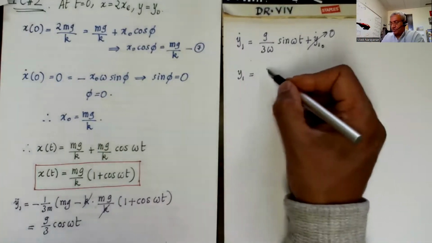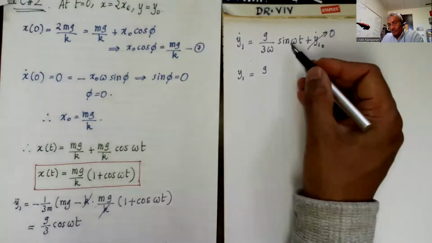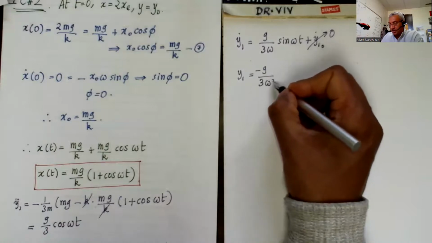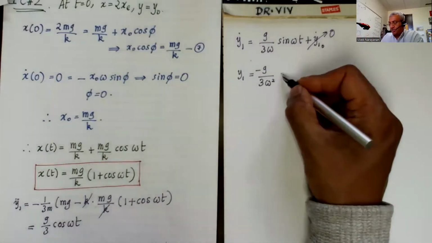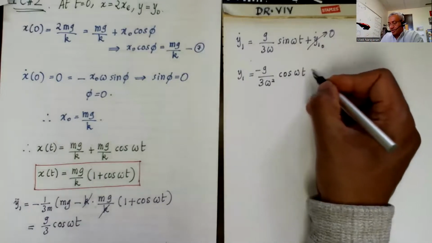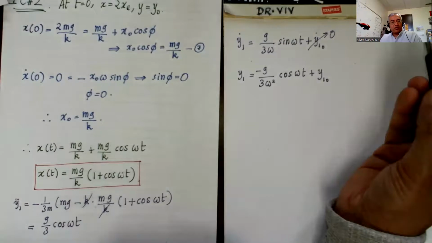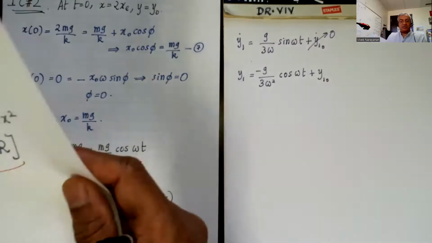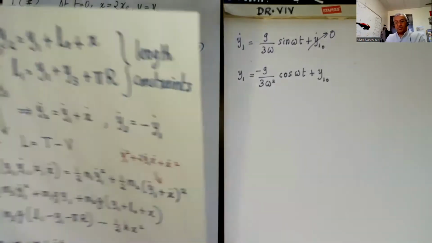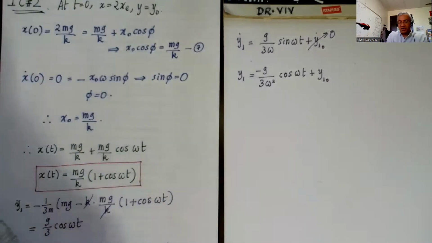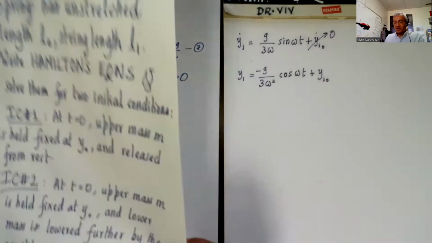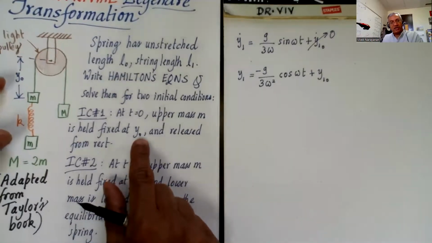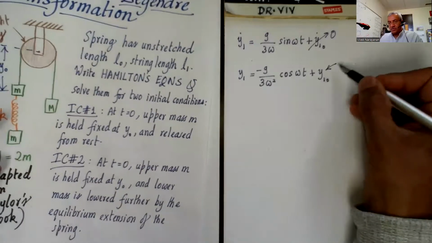So I get y1 equals g over, well, the integral of sine is negative cosine. So that's negative g over 3 omega squared, because I'm pulling down another omega to the denominator. So I get cosine omega t plus y1 0. Well, what was the initial stretch? y1 0 was simply y naught. I believe the statement of the problem says the upper mass is held fixed at y naught. So that's just equal to y naught.